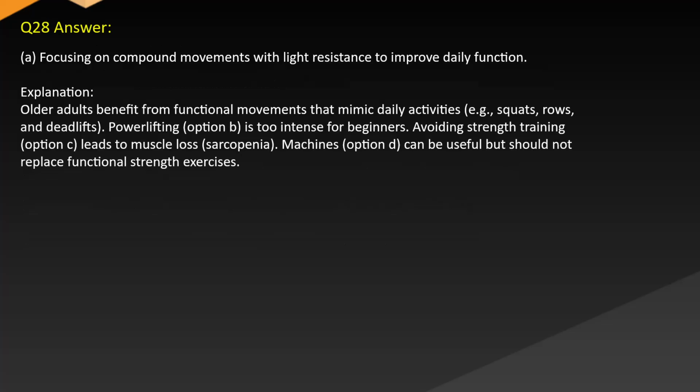Answer A. Focusing on compound movements with light resistance to improve daily function. Explanation: older adults benefit from functional movements that mimic daily activities, e.g., squats, rows, and deadlifts. Powerlifting, option B, is too intense for beginners. Avoiding strength training, option C, leads to muscle loss, sarcopenia. Machines, option D, can be useful but should not replace functional strength exercises.